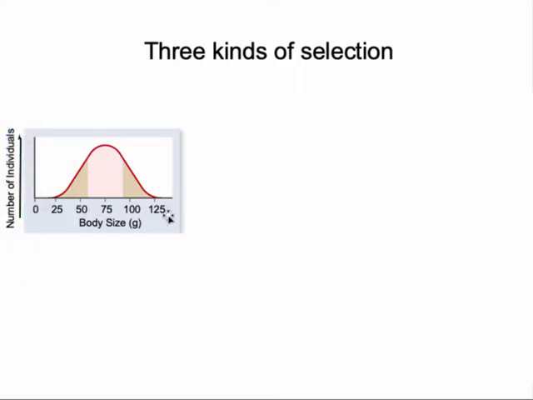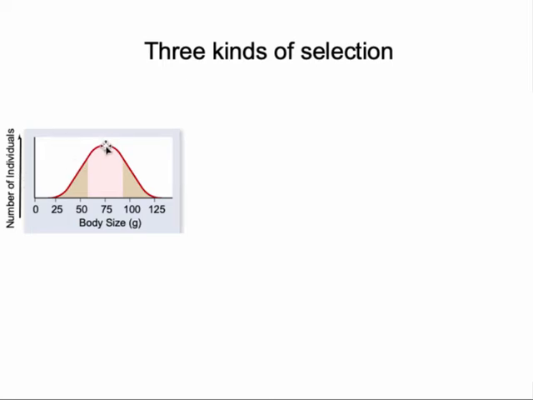In this graph, the horizontal axis represents the body size of organisms in your population. So you have organisms with a body size of 125 grams and all the way to 25 grams. And the y-axis represents the number of organisms.